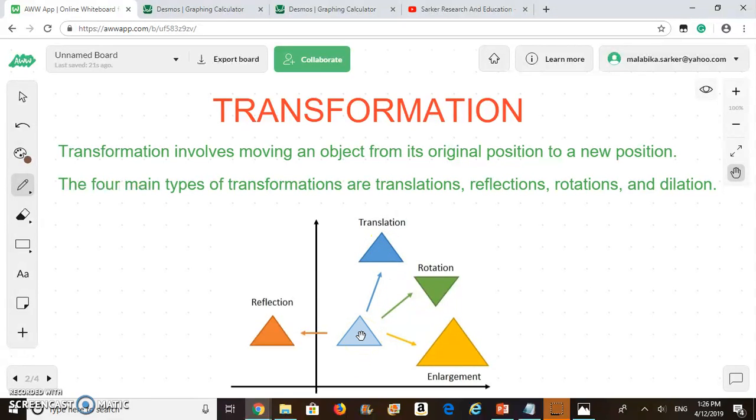Or the movement can be a reflection, so I am just flipping it. Or it can be a rotation, I am just turning it. Or it can be a dilation. Dilation means either you are enlarging or reducing the size of the object.